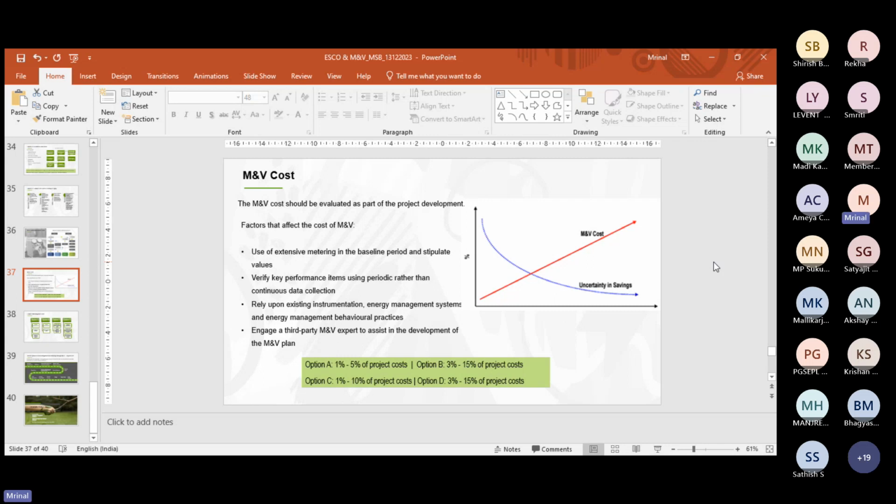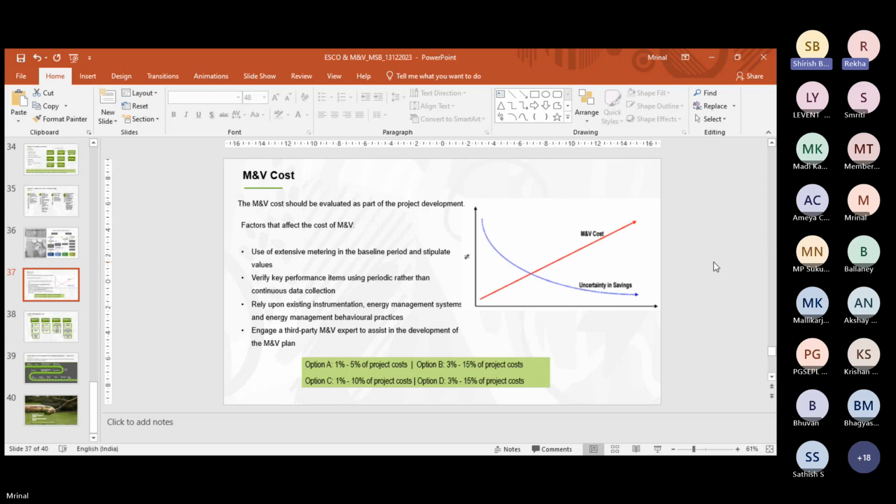Yes, these percentages are the share of the overall cost of the project. Like if the project cost is around 20 lakh rupees, and the M&V cost is 2%, you can say that it is 20,000 or something like that. Sorry, just to be more clear, the M&V cost will be a part of the project. So you have to build the M&V cost in while designing and evaluating the total cost of the project.